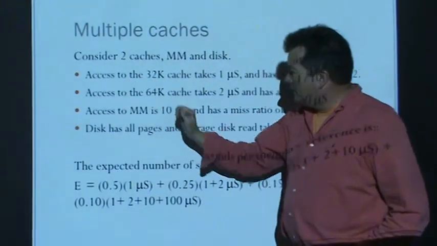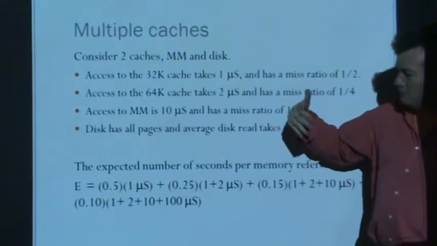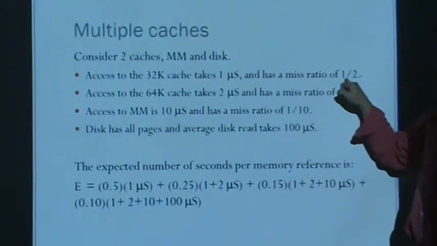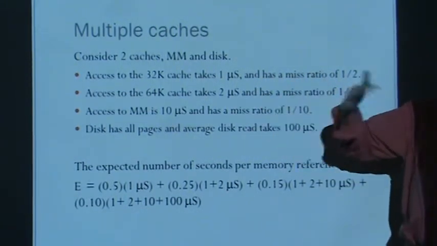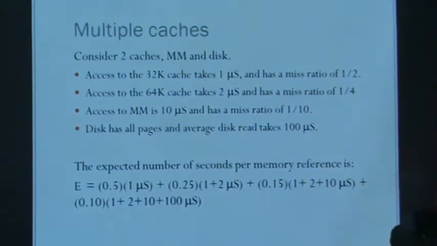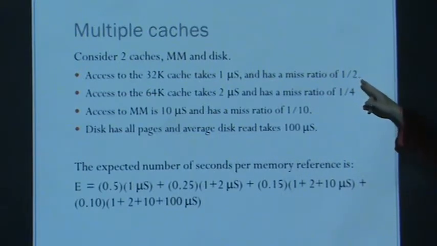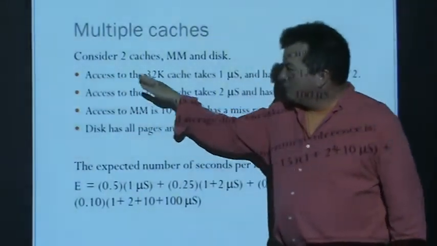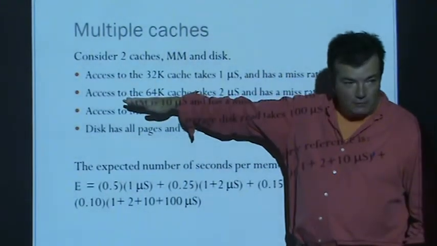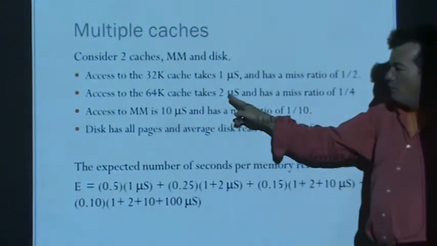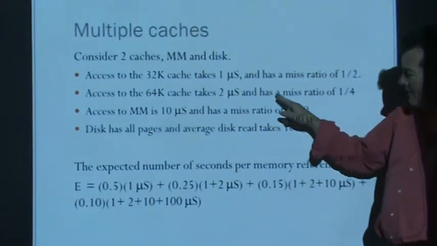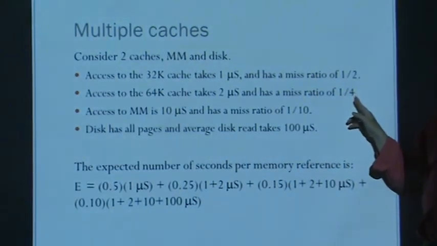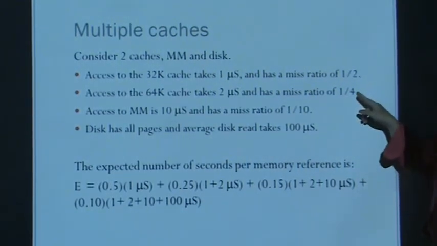So let's say we have a 32K cache, which takes 1 nanosecond to read and write from, and it has a miss ratio of 50%. So maybe our program is jumping around so much that the cache isn't doing as well. So 50% of the time, what we're looking for is in the 32K cache. Now, if what we're looking for is not in the 32K cache, then we'll search the 64K cache. The 64K cache, which is bigger, takes 2 nanoseconds and has a miss ratio of 1/4. So 75% of the time, what we're looking for is here.